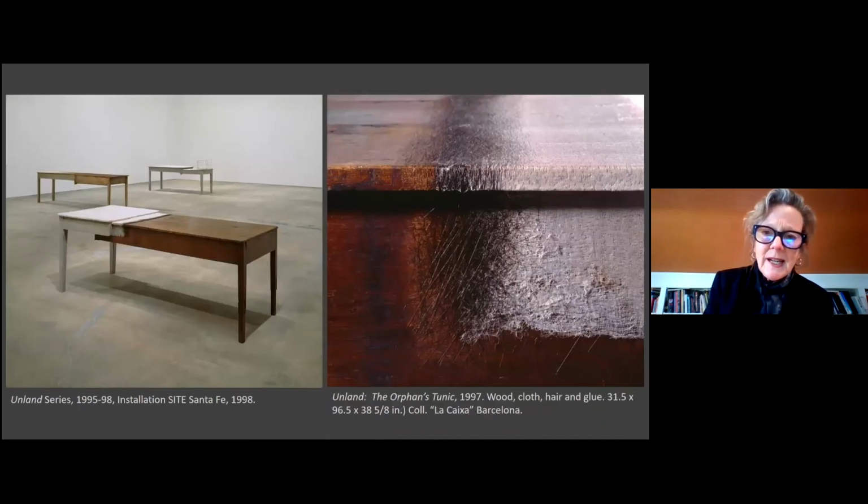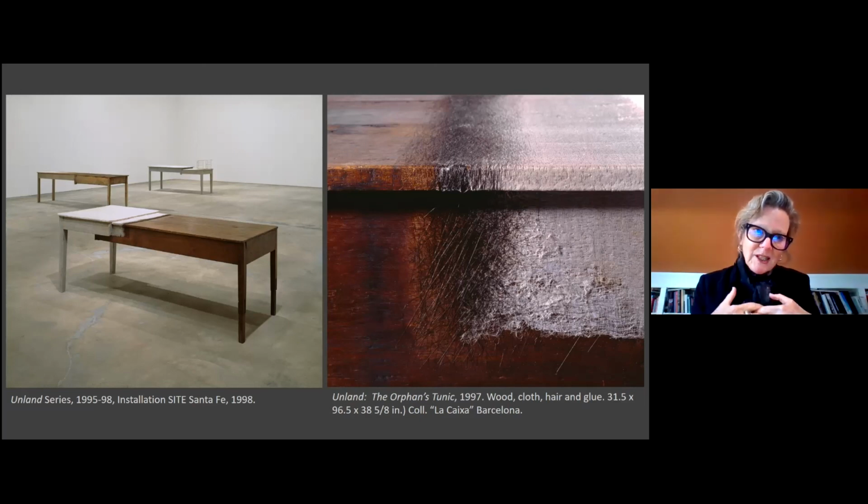And next, in the 90s, another perfect example of what is so key to her is this series called the Unland series. This is shown on the left at an installation at SITE Santa Fe. And you see three elongated tables. Each of these tables is a fusion and a melding of two very awkward and strange other tables, held together in a way that they become almost like giant creatures. They're unwieldy. They look as if they could tip over. They stand there waiting for you in this very spare interior to walk around them and look closely. That is key to her work and ties to our chair in a very deliberate way.